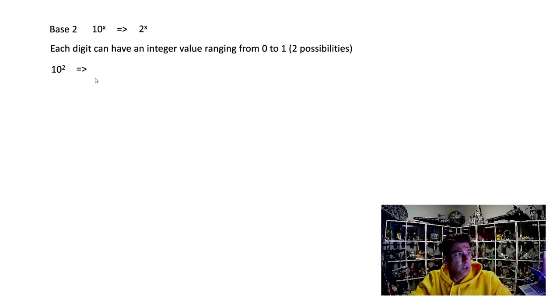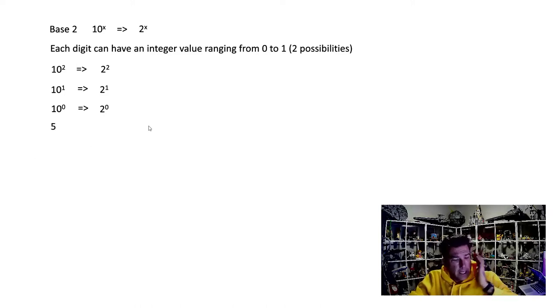So 10 to the second would look like 2 to the second. Obviously 10 to the second doesn't equal 2 to the second. I'm just saying this is how the second power would be represented in base 2. 10 to the first is 2 to the first. 10 to the 0 power is 2 to the 0.